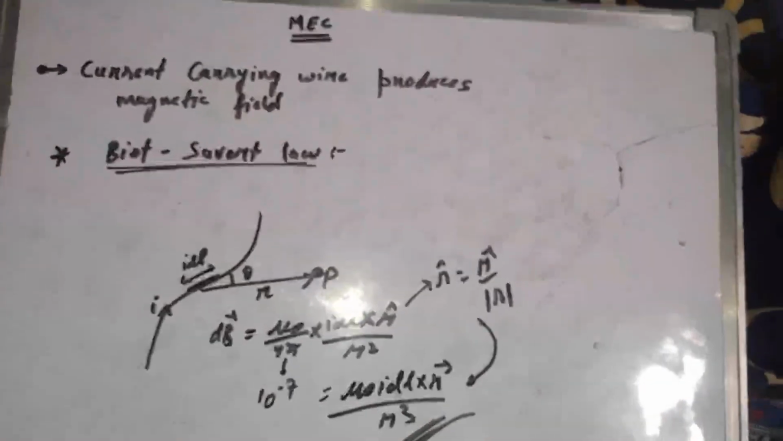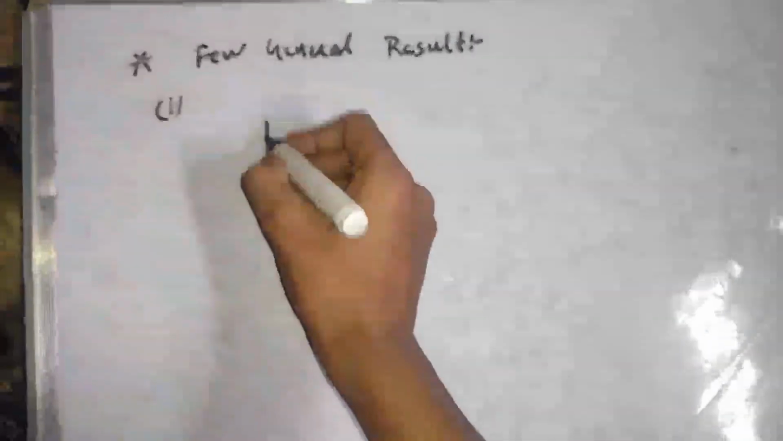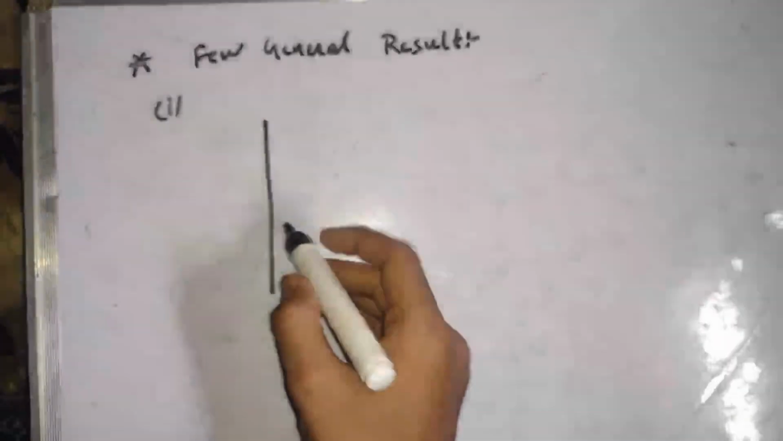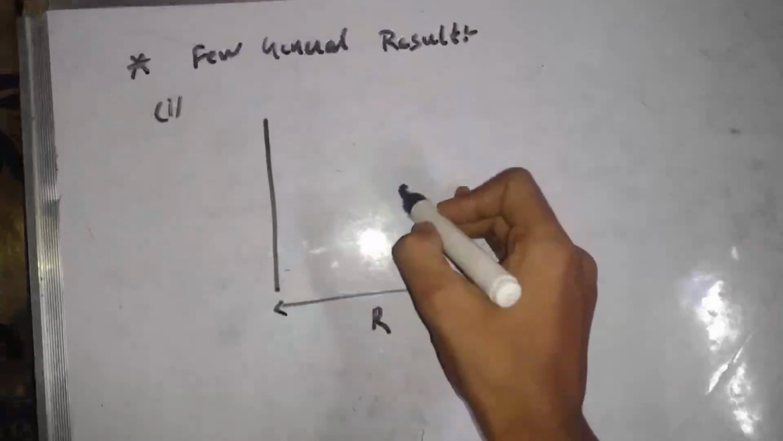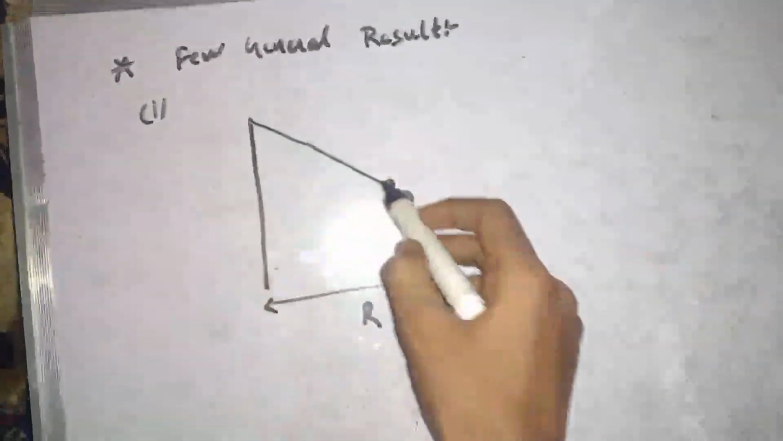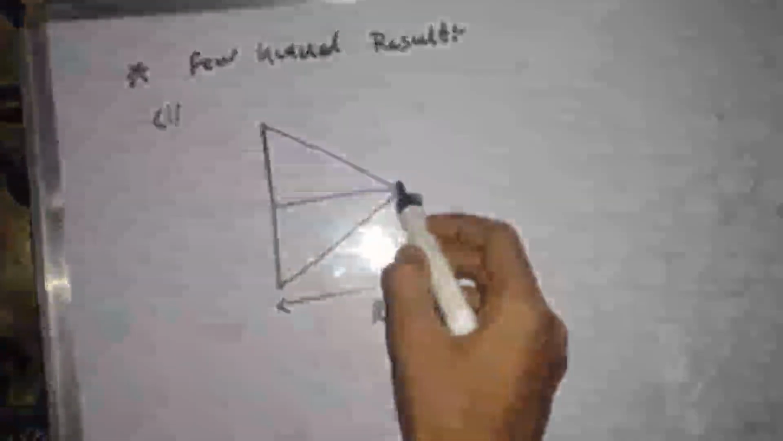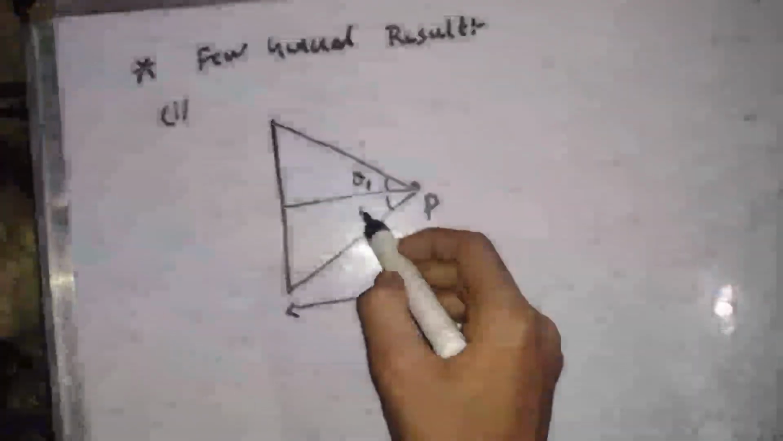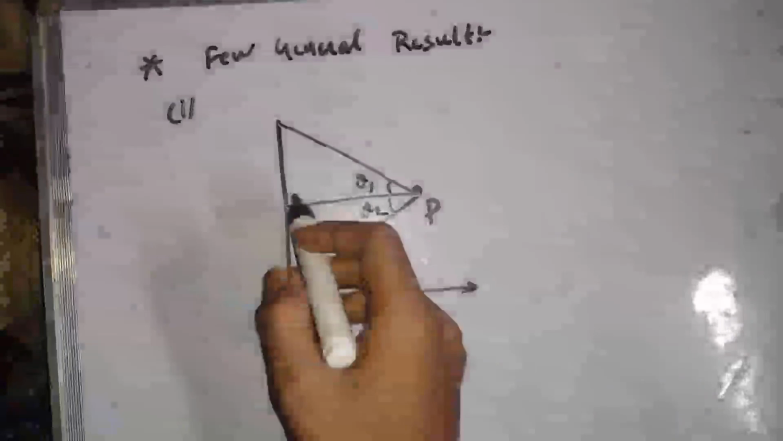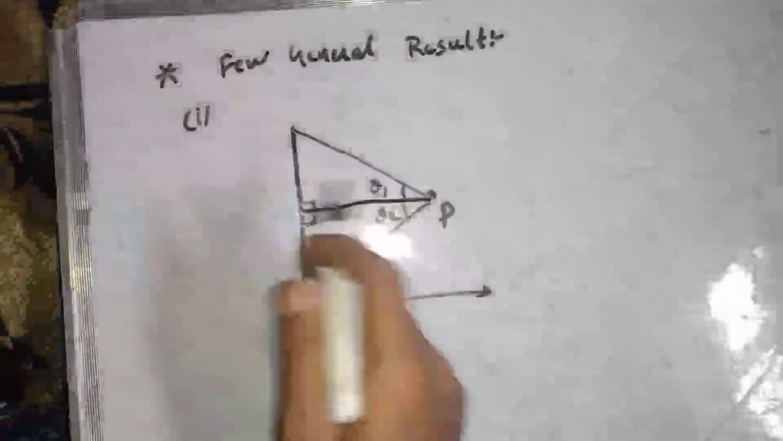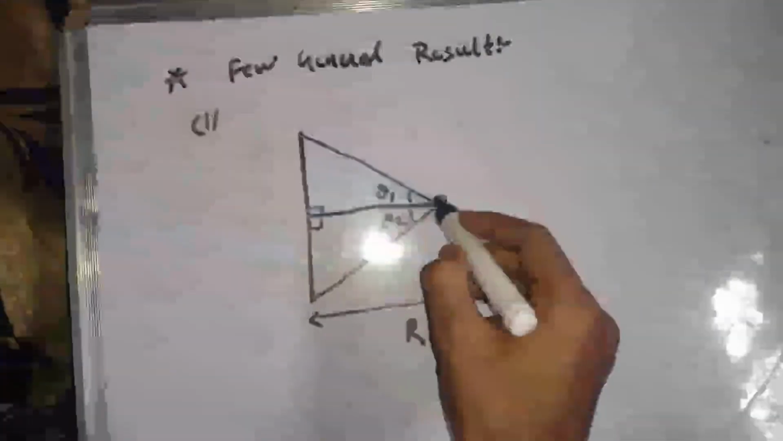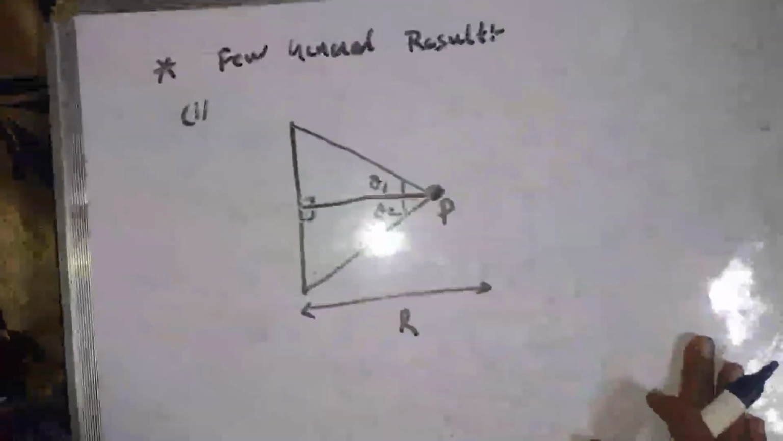Okay. So before solving some questions, let's talk about a few general results. The first result is that imagine there is a wire of finite length, and we have to find the strength of the magnetic field at a distance, let's say r, at this point, let's say P, and this subtends angle theta 1 and this is theta 2, and this is 90 degrees. We have to always consider this perpendicular distance. We can't consider this distance at any angle. This has to be perpendicular, only then can we use this particular result.